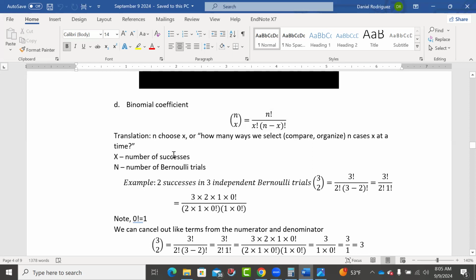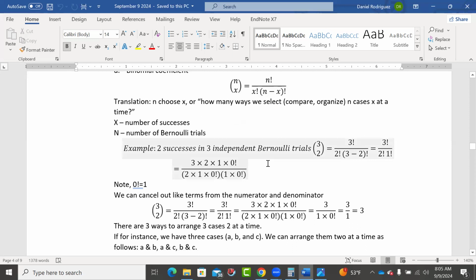So x is the number of successes, and n is the number of Bernoulli trials. So here's an example. If we wanted to know how many ways we can arrange three things 2 at a time, right? We go 3 choose 2. So this exclamation point is 3 factorial. This is divided by 2 factorial times 3 minus 2 factorial. So this is what it would look like, right? 3 times 2 times 1 in the numerator. 0 factorial is 1, otherwise we'd always get 0.